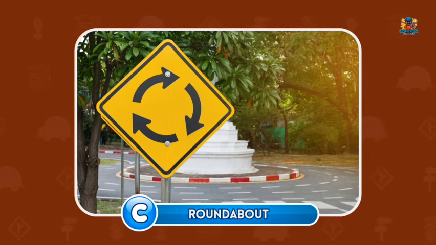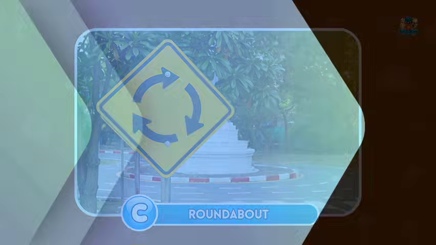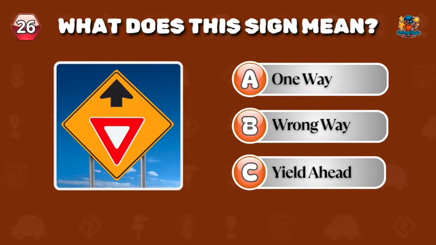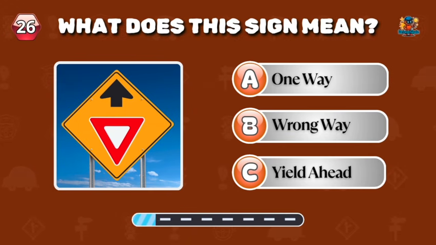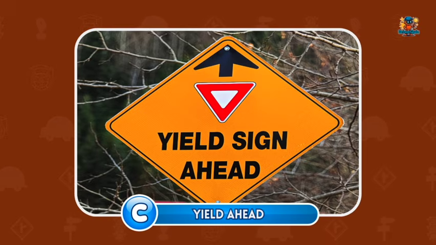Roundabout indicates a circular intersection where traffic moves counterclockwise around a center island. Question 26. A. One way. B. Wrong way. C. Yield ahead. A yield sign is coming up. Be ready to give way.